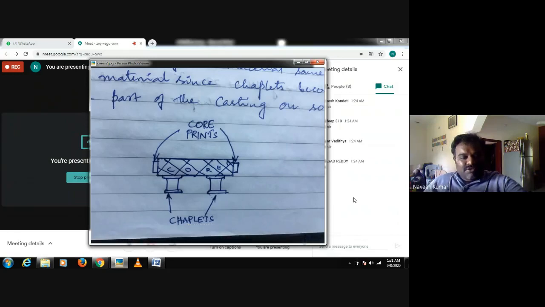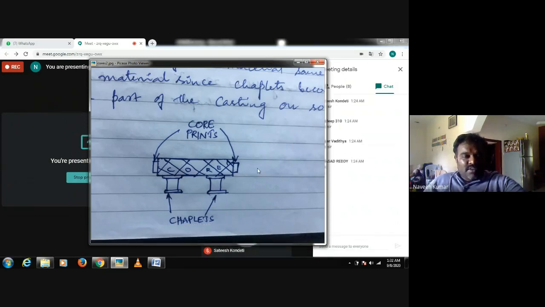When somebody asks you, what is the object of a chaplet? To support the core within the mold cavity. That is the object of the chaplets.